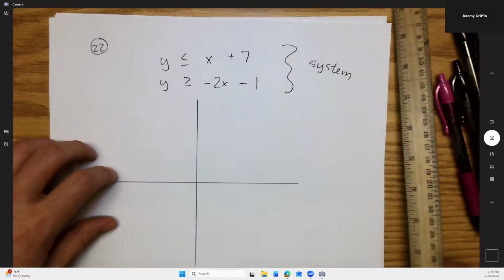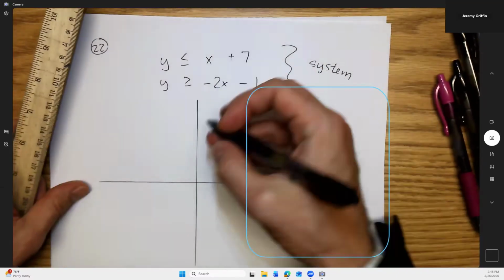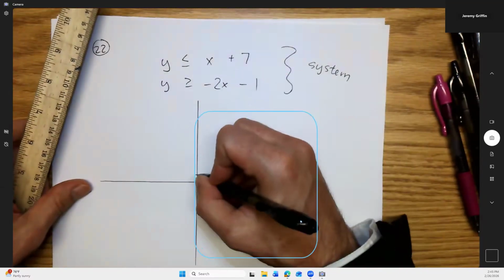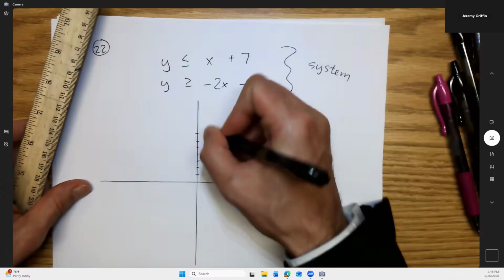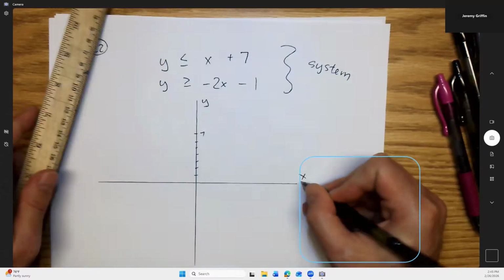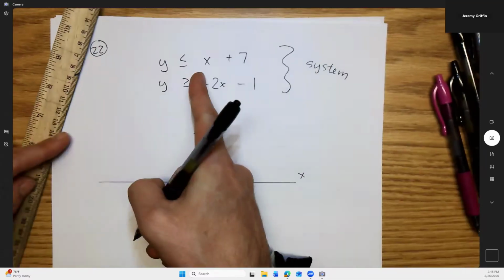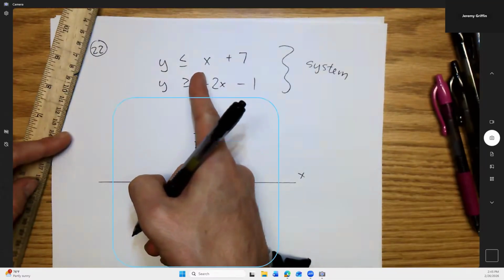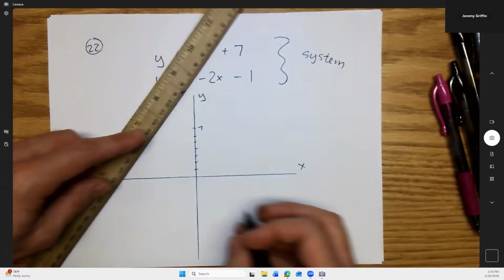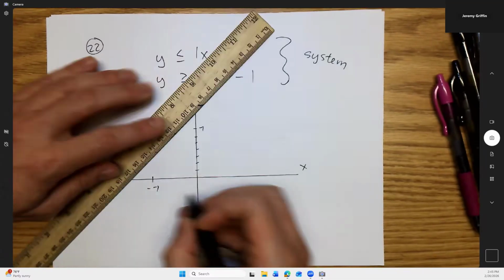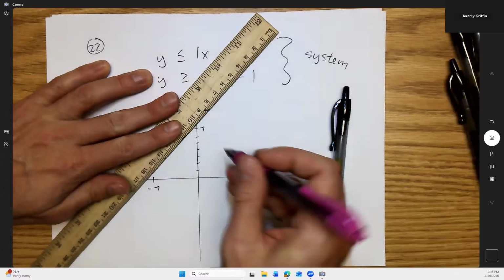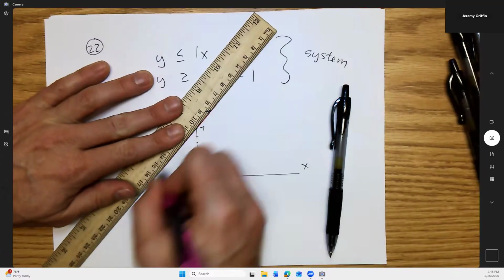I like to just graph it anyway. So y equals x plus 7. 1, 2, 3, 4, 5, 6, 7. What's the slope of this line? 1. It's like 1x. So this would be back at negative 7. So this first line looks like this.